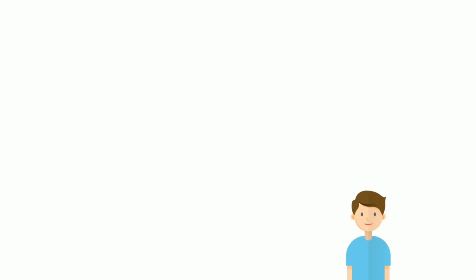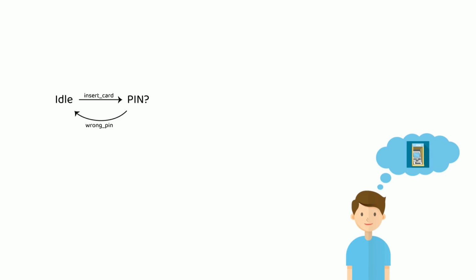Hmm, to build an ATM, we have to describe its behavior first. How does an ATM work? If no one is using the machine, it is in an idle state. Now let's think about what happens when someone starts using it. First, the person has to insert the card. The machine reads the card and asks for the PIN. If the person provides a wrong PIN, it goes back to being in the idle state.